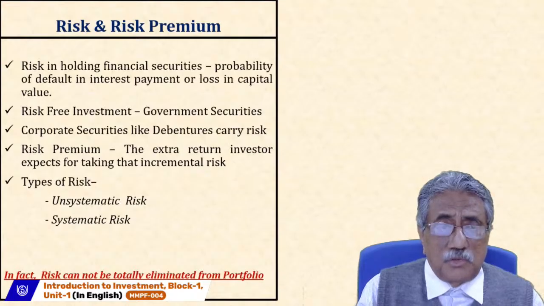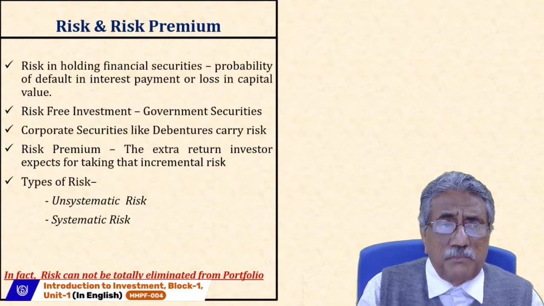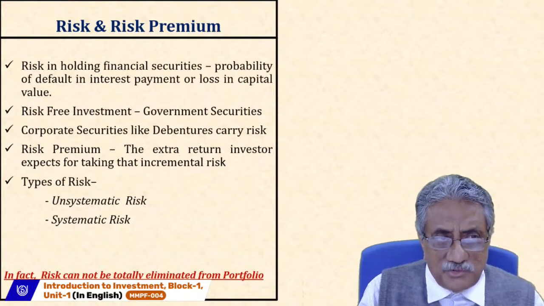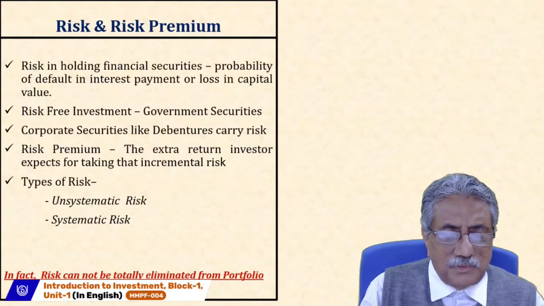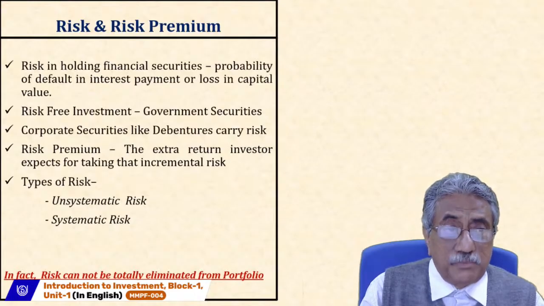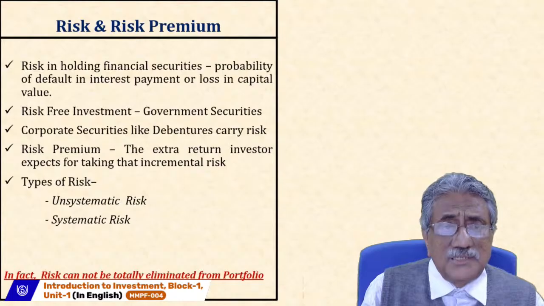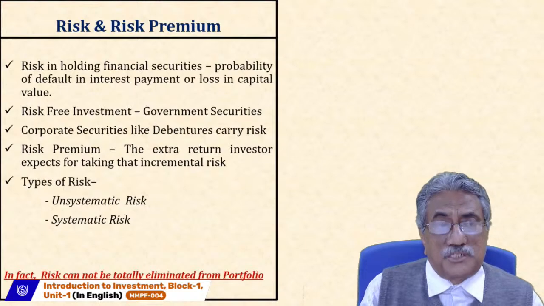Now suppose somebody gives gold loans, like Manappuram and others. They are issuing debentures. They will pay you 10% or 12% interest when the Government of India, which is giving you 100% security, risk-free, is giving you 6.5%. Then Shriram Finance or Manappuram will give you 10%, 9%. So this 3% extra that you get is, in the fourth item, the risk premium. This is the extra return an investor expects for taking the incremental risk.